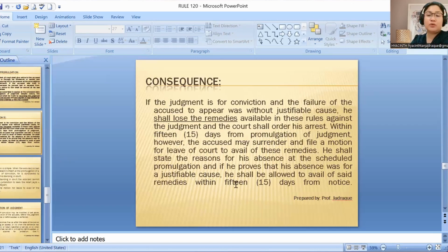So if it is for acquittal, remember, no harm done. In fact, it is immediately final. But the problem is if it is for conviction, because you will lose your right to appeal. And to regain such good standing, you surrender and file a motion for leave to avail of these remedies.